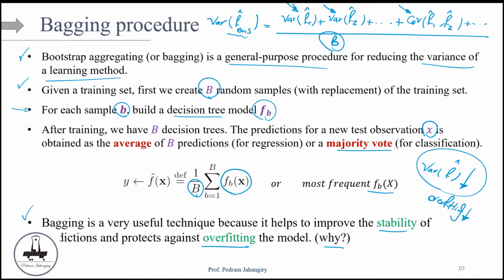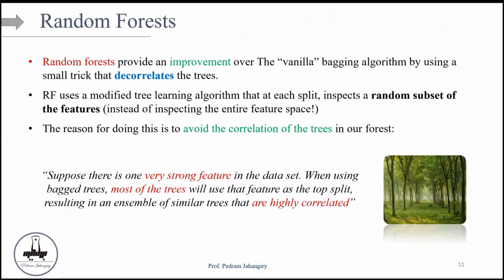Now let's see what's the difference between bagging and random forest. So random forest is a subset of bagging, right? It's a special case of bagging. And we're going to see that the random forest provides an improvement over the vanilla bagging algorithm, which is the one that we just covered. Random forest improves the performance of bagging by doing a small trick, and that trick is decorrelating the trees.